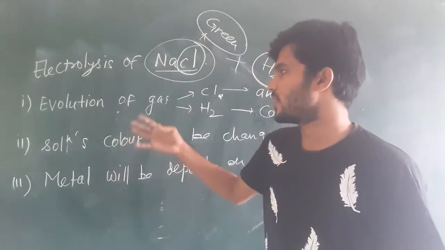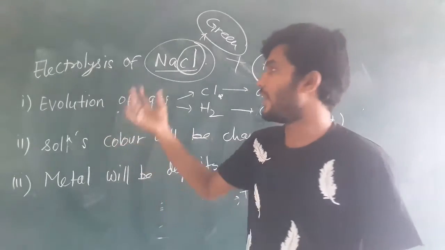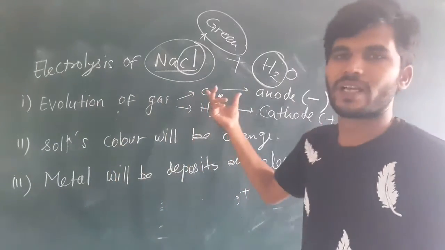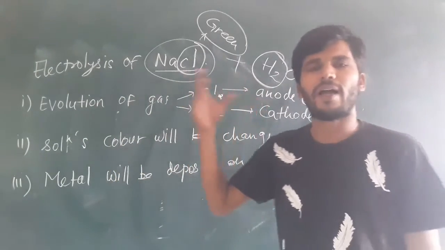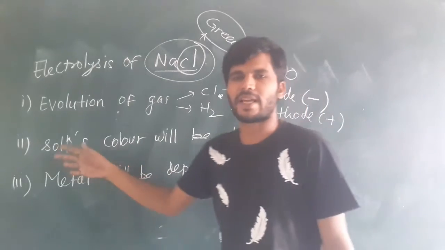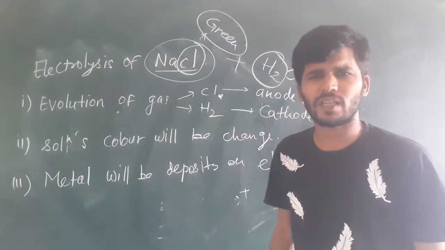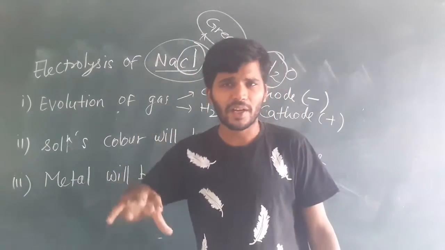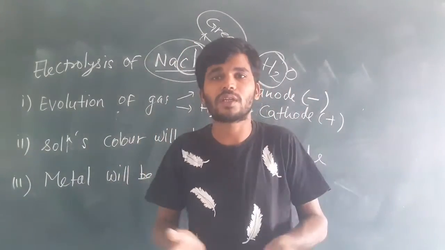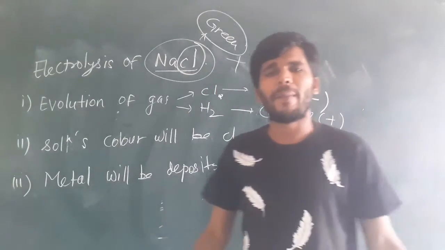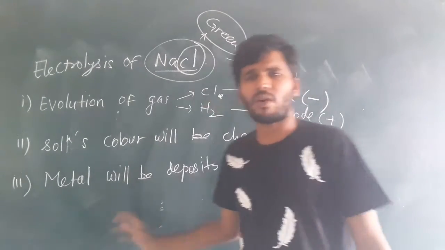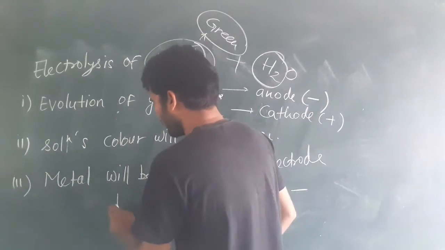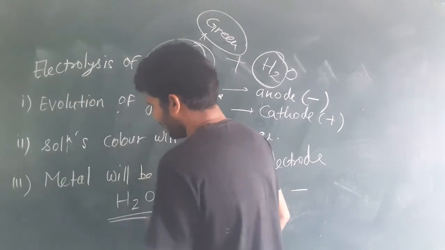So these 3 things we will get whenever we do the electrolysis of NaCl. Evolution of gas: chlorine gas at the anode and H2 gas at the cathode. Then the second one is a change of color because of the chlorine molecules. Chlorine is green, and due to the green color the whole solution's color will be changed. Then the last one is metal will be deposited on either the cathode or anode or on both, right?